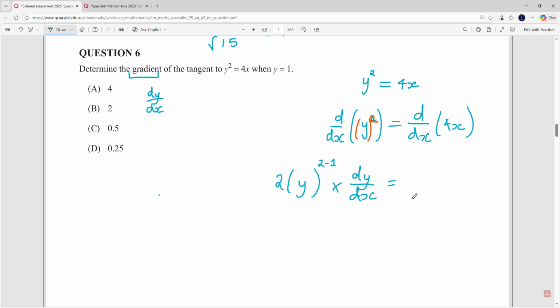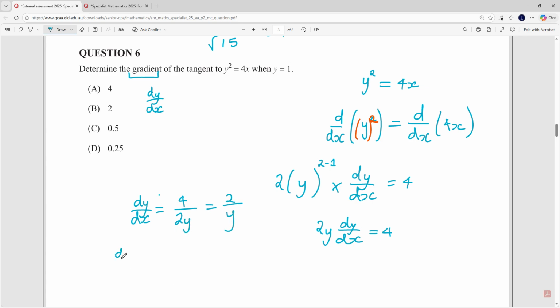Now, the right-hand side is quite easy. That just turns into 4. So you have 2y dy/dx is equal to 4. Now, they said determine the gradient of the tangent when y equals 1. Well, that basically means we need a number. Now, we've got an expression for dy/dx. So what we'll do is we'll get dy/dx by itself. Divide both sides by 2y. So you have 4 over 2y, which you could write as just 2 over y.